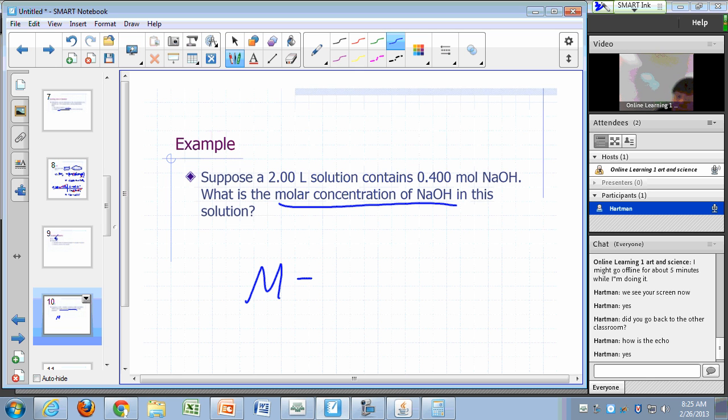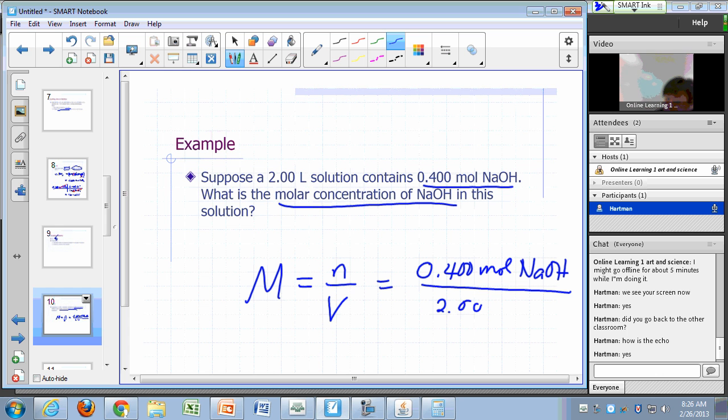Then it's fairly straightforward. You just have to remember molarity is moles per liter, right? So moles is 0.400 moles of solute, which in this case is sodium hydroxide, divided by 2.00 liters of solution. So 0.4 divided by 2, that should be 0.2. And I have 3 sig figs up here, 3 sig figs down here. So that should be 0.200 moles per liter, or 0.200 molar. Okay?